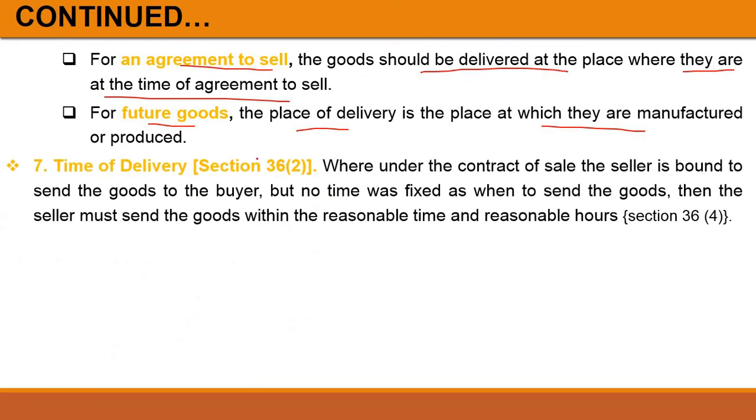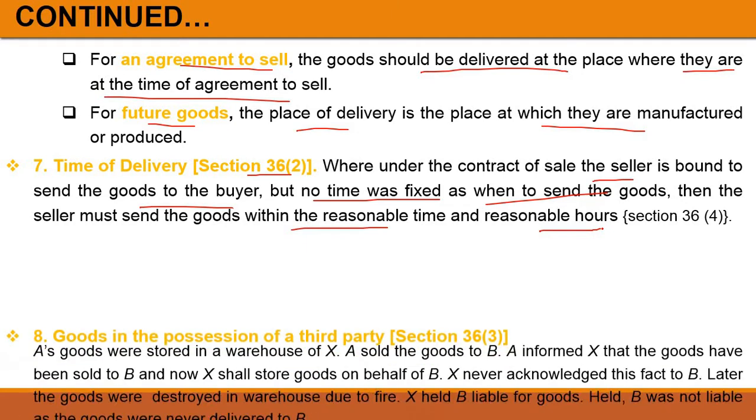Section 36 subsection 2 states that under the contract of sale, the seller is bound to send the goods to the buyer, but no time was fixed when the goods will be sent. In such a case, it should be delivered within a reasonable time and within reasonable hours. Hours means the working hours in the day. So now what is a reasonable time? It will depend upon case to case. So delivery has to be made within a reasonable time. If the parties have decided, then there is no issue.